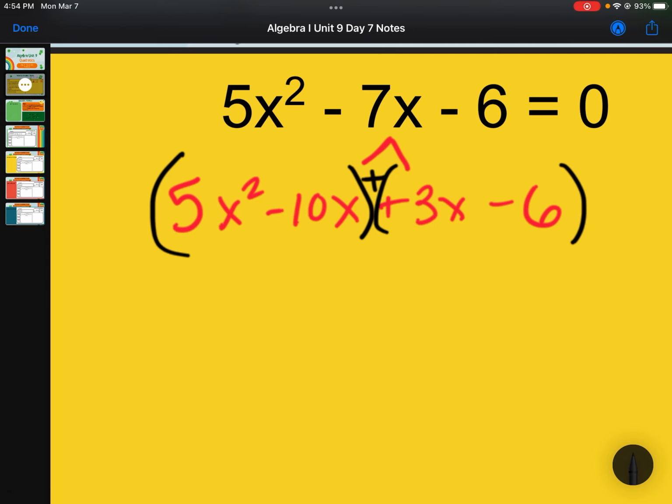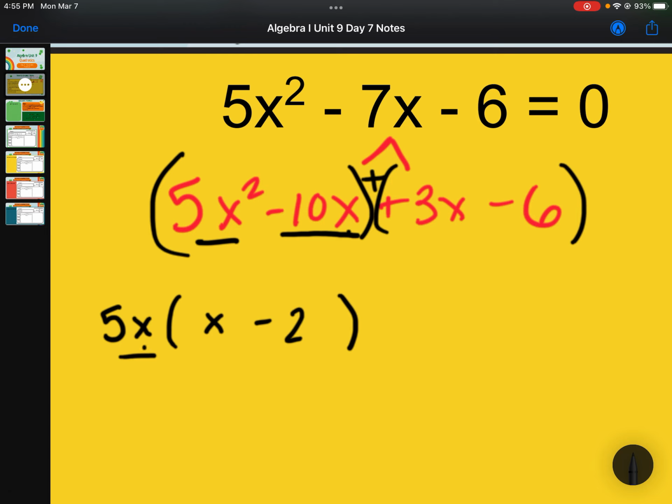Okay, a 5 and a 10 can both be divided by 5. And x squared and x means I can take out an x. We have a 5x squared divided by 5x, that's a 1x. -10 divided by 5 is -2. X divided by x cancel.